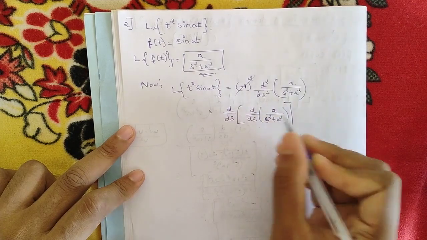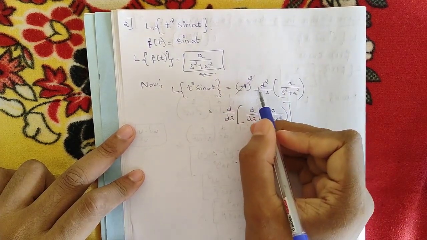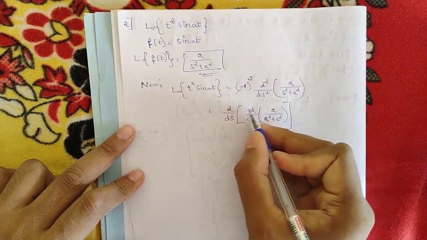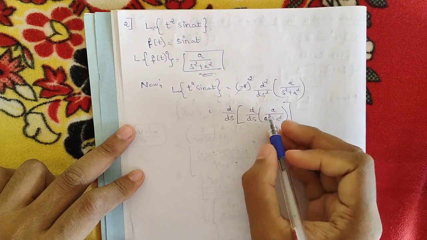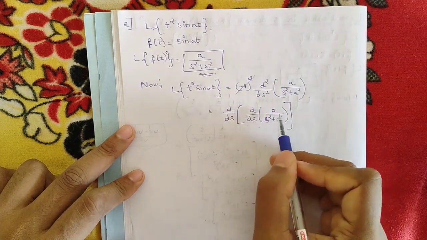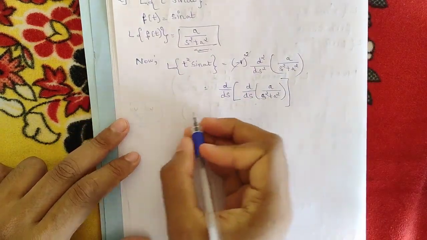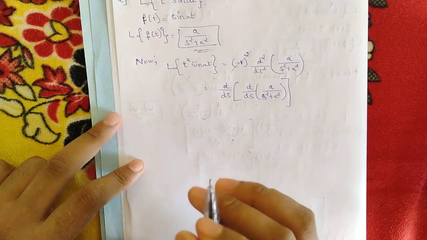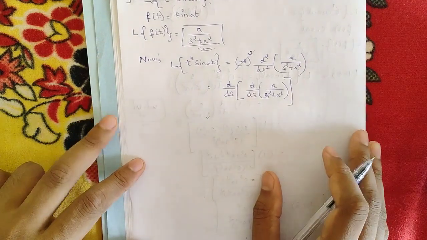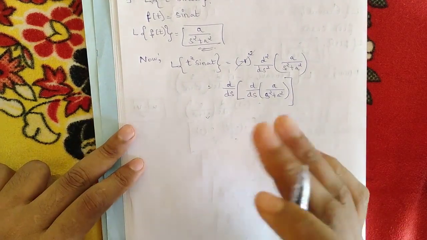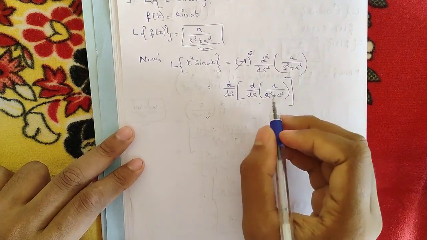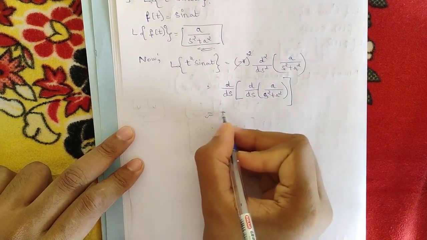I have just split this d by ds into two terms in order to make it equal to d square by ds square. Now first do the differentiation of this here, then whatever answer we get after differentiating, it should be differentiated again. Okay, so let us see what answer we are getting now. You should observe very carefully, solving step by step, because if you miss even one term the whole problem would go wrong. So observe carefully here.